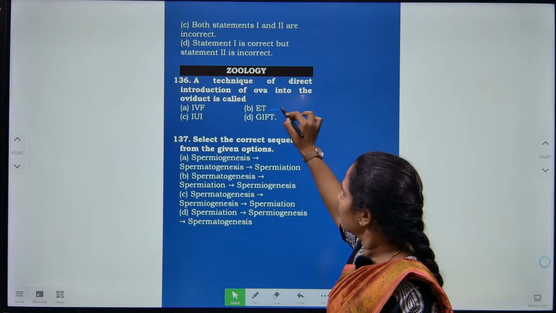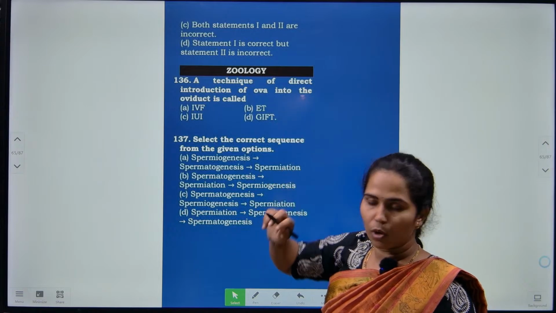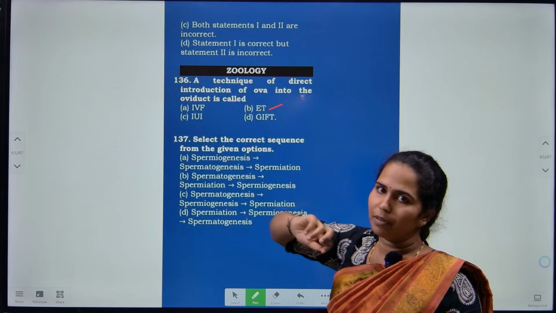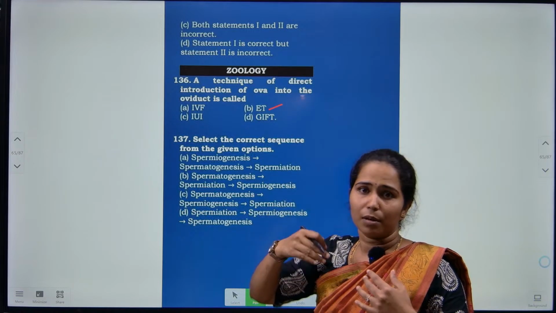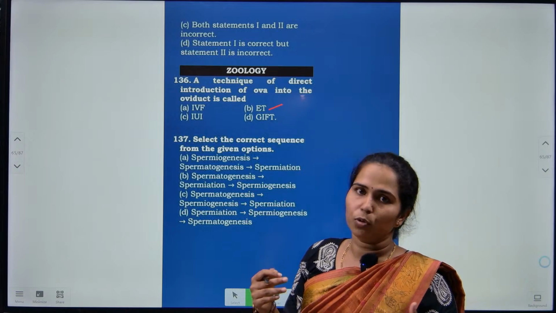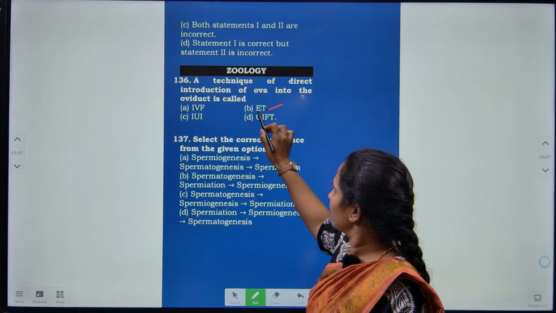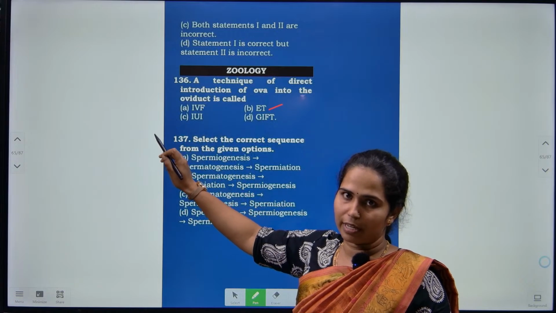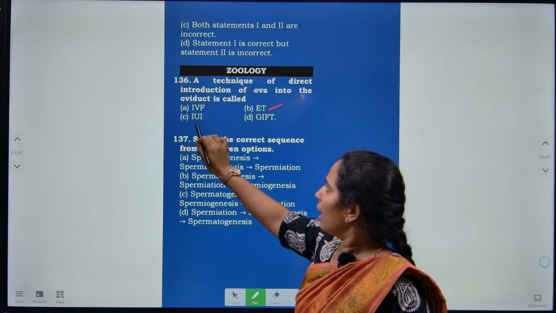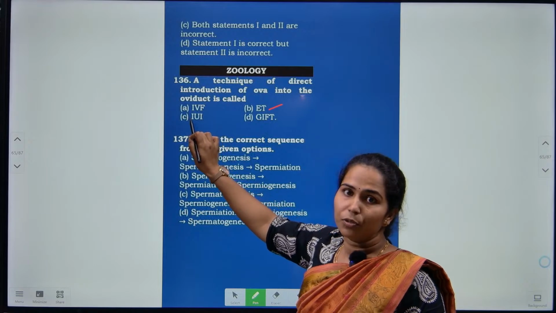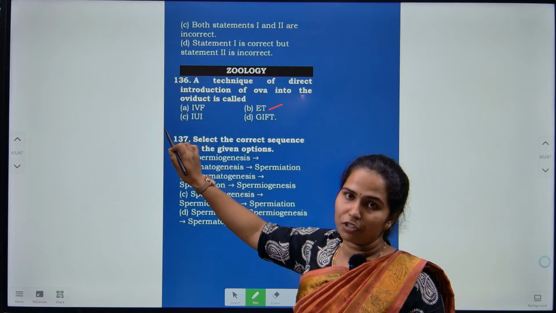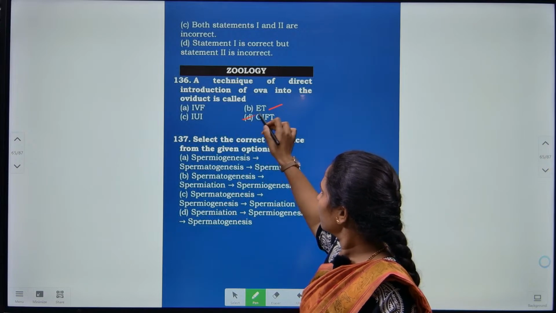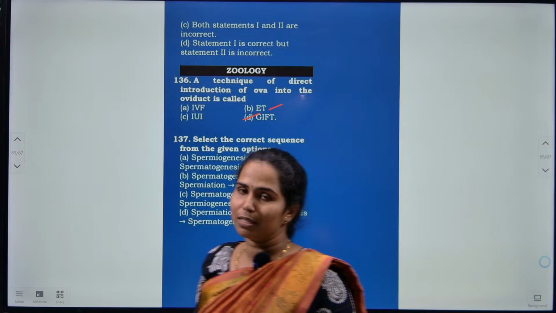Embryo transfer is we are transferring the embryo up to what? Here embryo transfer is nothing but we are going to transfer the early embryo up to the 8 blastomeres, then it is called as embryo transfer. IVF, already it is known that the fertilization takes place in the laboratory condition. IUI, that is intrauterine insemination, that is artificial introduction of semen into the uterus directly. So the right option is option D here, that is GIFT.